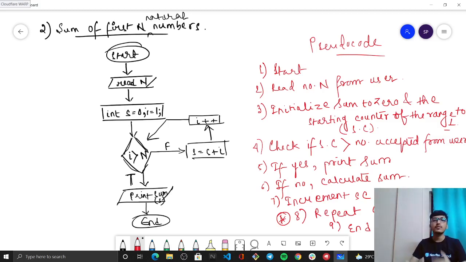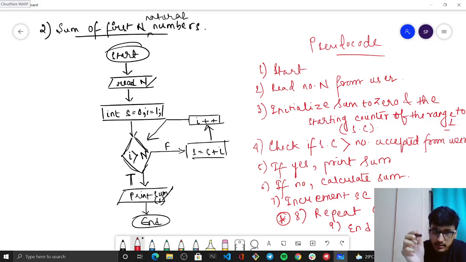So the entire process of calculating the sum and incrementing the starting counter goes on and on until the starting counter is greater than the ending number, that is n. Okay, and this is a process which continues and we have to signify it, which is done in step number 8, that we have to repeat step number 6 and 7 until and unless I is greater than n.